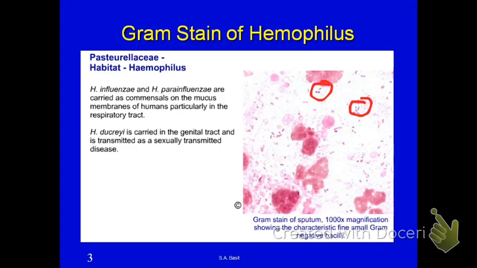Now, on the other hand, there is one interesting species here. This is the Haemophilus ducreyi. So this organism is the only species of Haemophilus that is sexually transmitted. So this one could cause the so-called STI or the sexually transmitted infection.